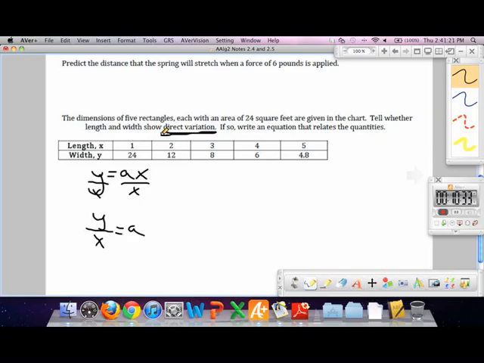Do we get that in this case? No. You get 24 over 1. The first one you get a is 24. Second one you get a is 6. Oh, we're already done. Different constants of variation, not varying directly.